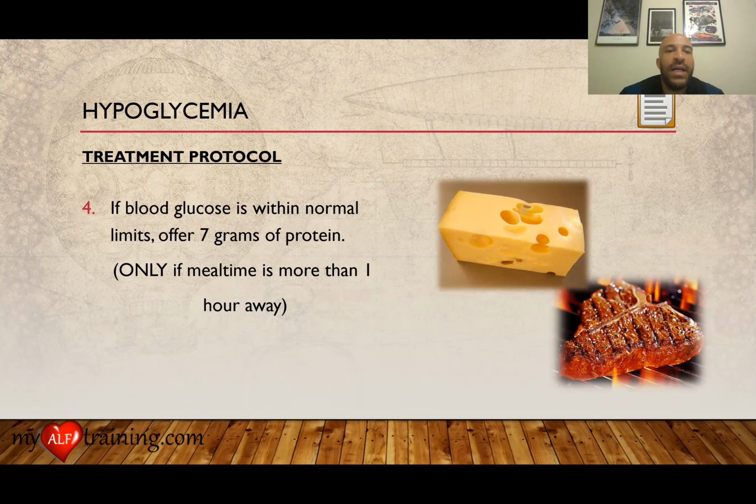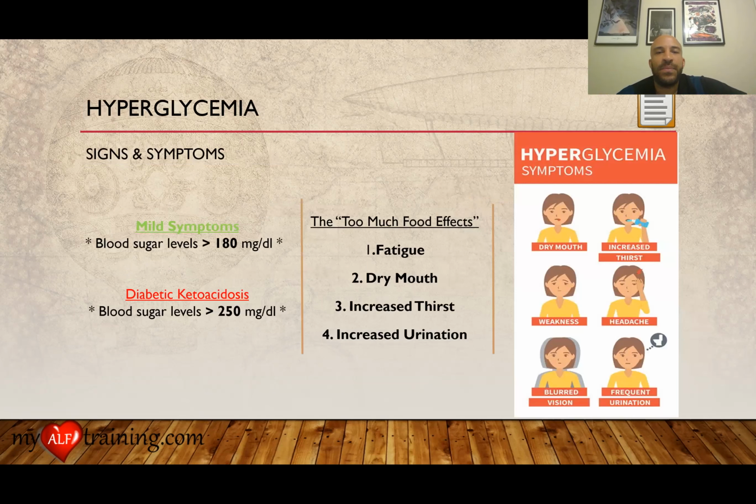So step 4, if the blood glucose is within normal, so we recheck it and it's 70 milligrams per deciliter, but it's not mealtime yet. For whatever reason, it's not mealtime and it won't be for another 2 hours. Then we give them 7 grams of protein. The protein is going to last and keep their blood sugar up, give the body something to break down, to keep the blood sugar from falling again, so they can make it to mealtime until they ingest some more food and have some more of their favorite diet soda. That is how we manage hypoglycemia.